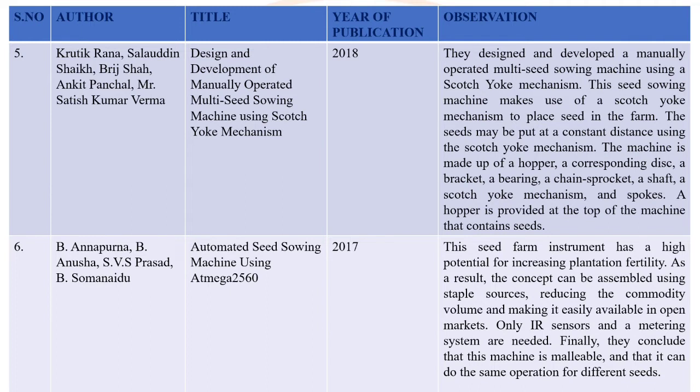As a result, the concept can be assembled using staple sources, reducing the commodity volume and making it easily available in open markets. Only IR sensors and a metering system are needed. Finally, they conclude that this machine is malleable, and that it can do the same operation for different seeds.